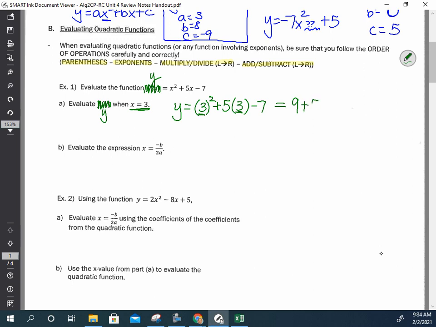9 plus 5 times 3 minus 7. Do our multiplication. So 5 times 3 is 15. Nine plus 15, 24. So you end up with 17.